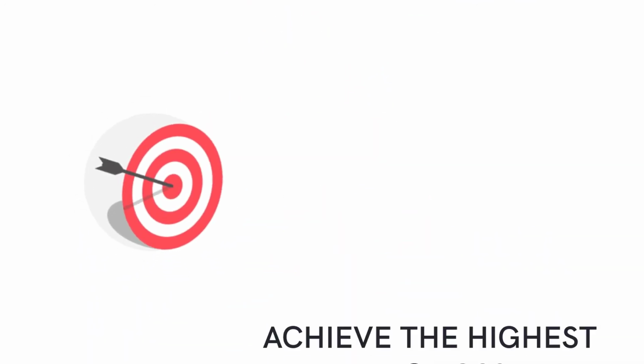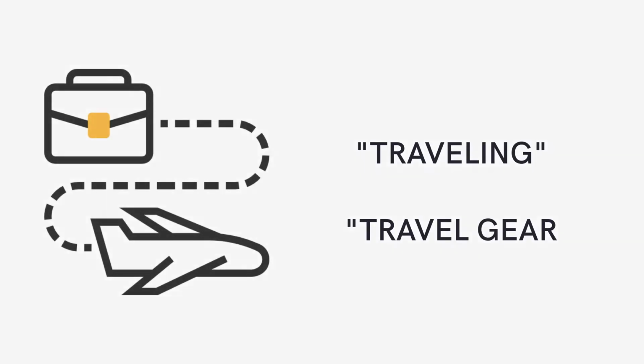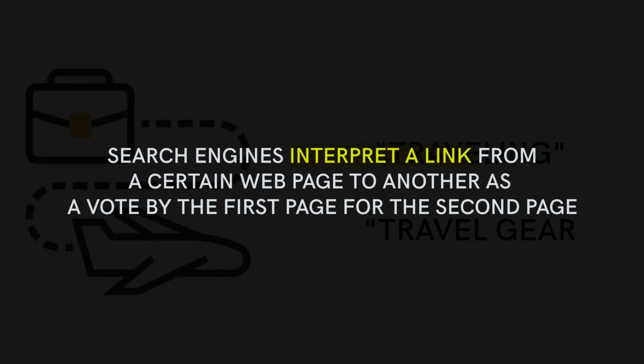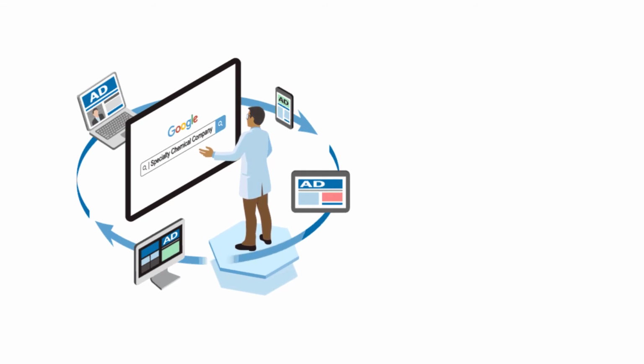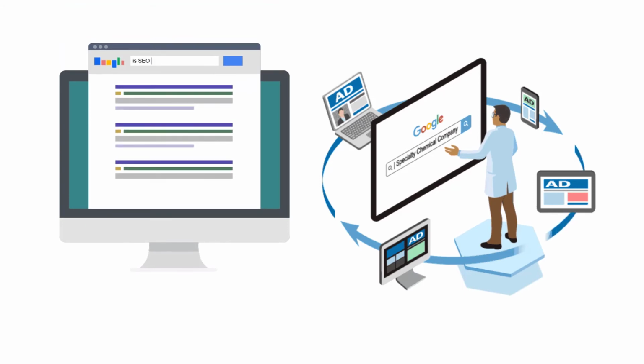The goal is to achieve the highest ranking possible on search engines. You want to select certain key phrases in which you want your website to rank. For instance, you are a travel company who's promoting travel destinations and gear. You want to choose phrases such as traveling or travel gear. Google and other search engines then interpret a link from a certain web page to another as a vote by the first page for the second page. This is why links are crucial. However, Google doesn't only look at the number of votes or links that a single page receives. Search engines also consider the page from which the vote was cast.